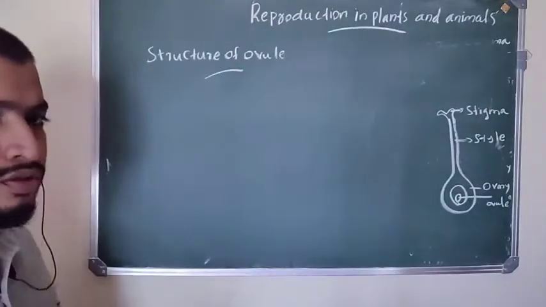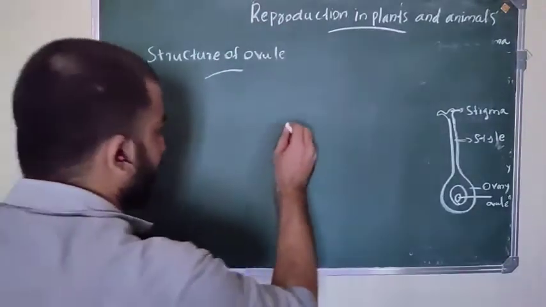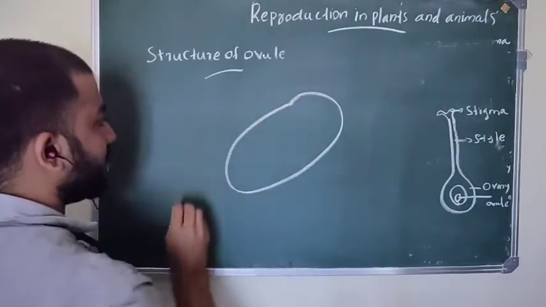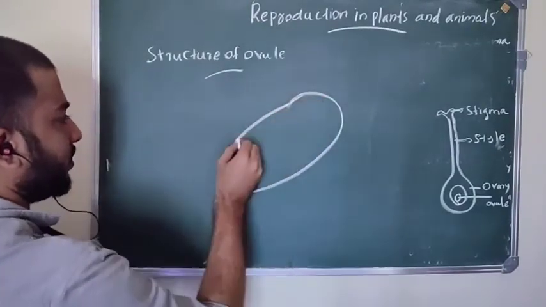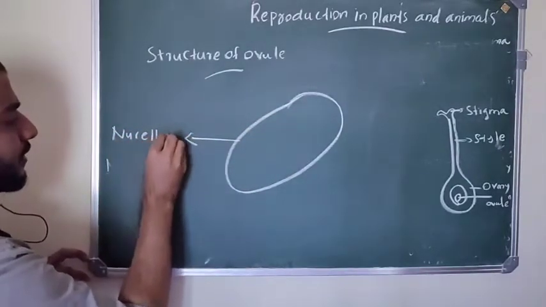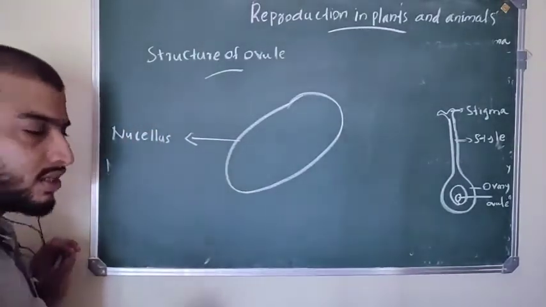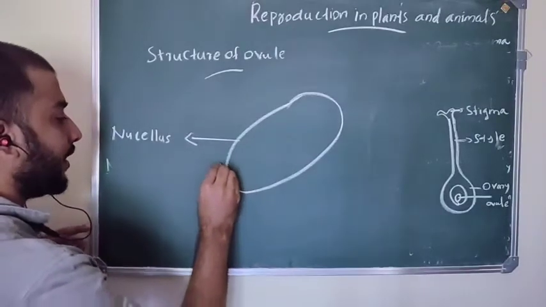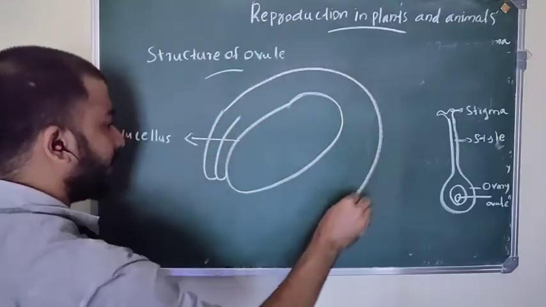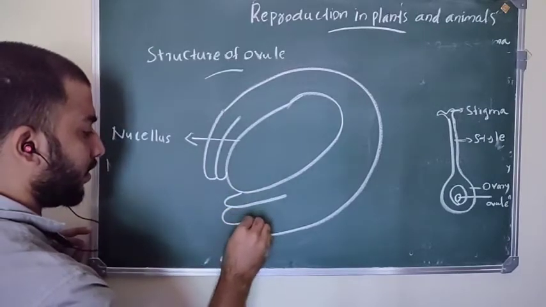So what are the components of the ovule? What are the main parts of the ovule? Okay, so we are going to study that. The main part of the ovule is called the nucellus. So what is the main part of the ovule? Nucellus. Keep that in mind. And this nucellus is covered by integuments, the inner integument and the outer integument.